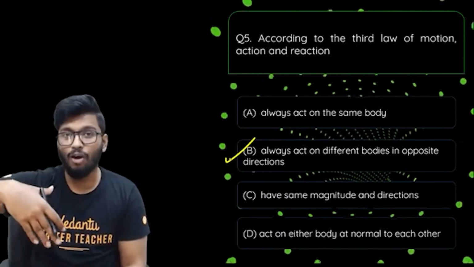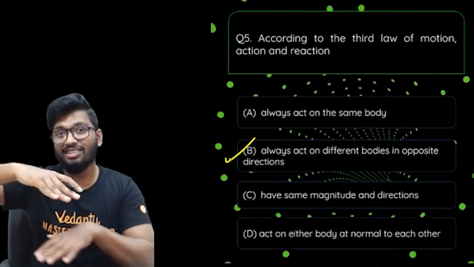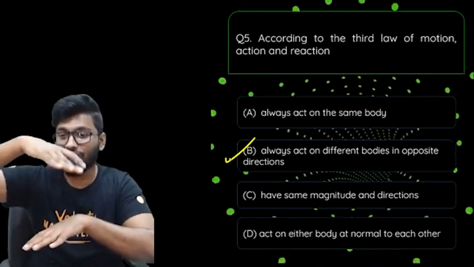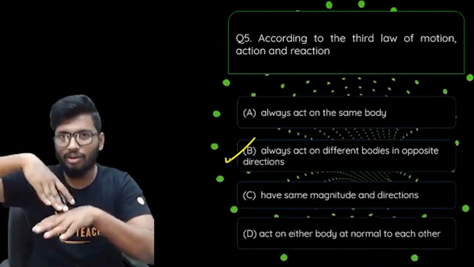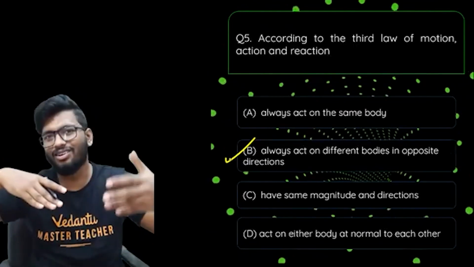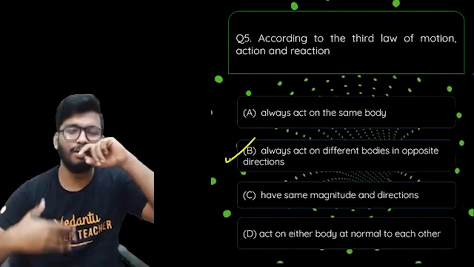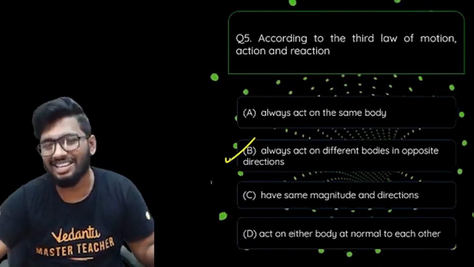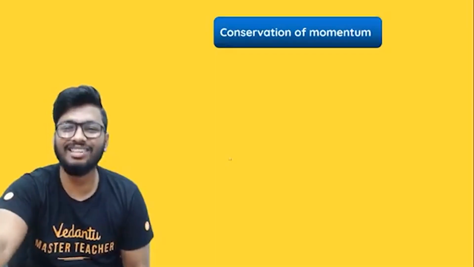Another example: while you're walking, your leg is one object and the ground is another object. You exert an action force on the ground. There's a reaction force that is acting on your leg, which is acted upon by the ground. So that is again action and reaction. So that is the answer, guys. This is another answer for that question.